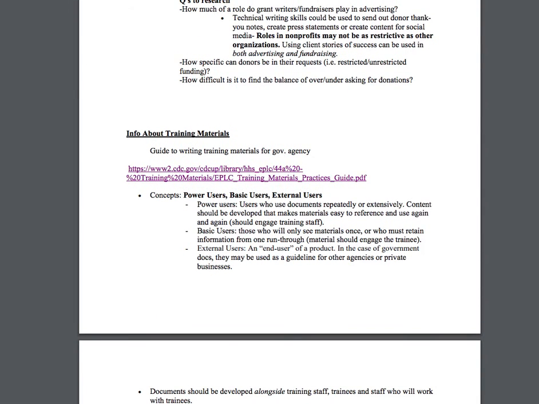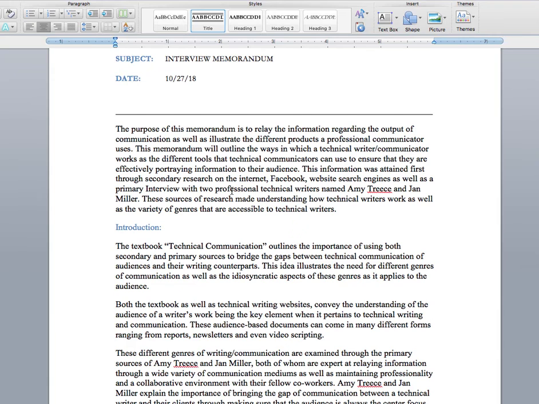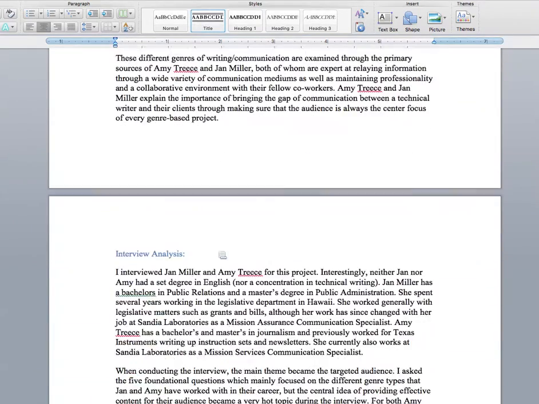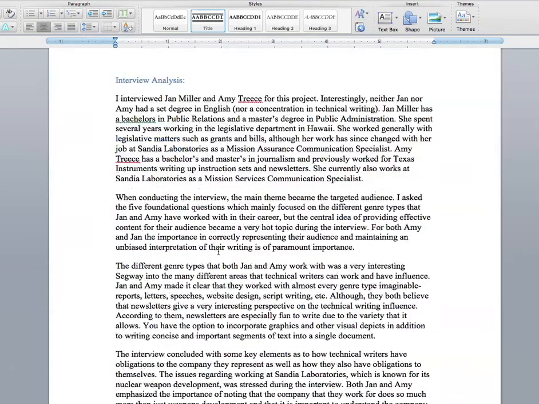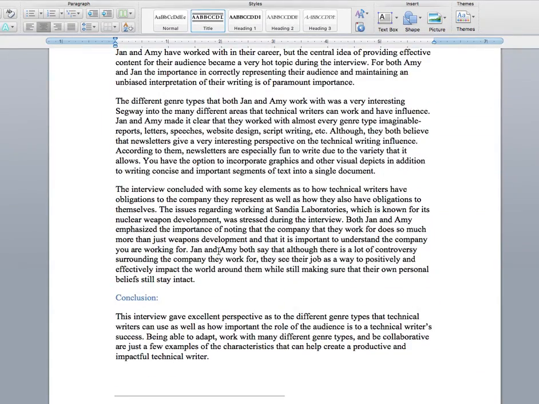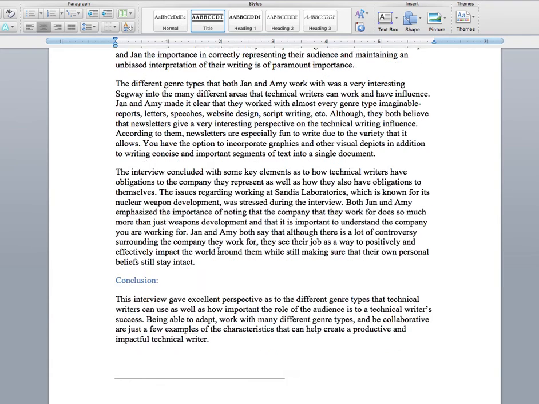Okay, so finally, here we have one other student's memo. Nice style here. This is another student who was at the Amy Treese and Jan Miller interview. The student refers to the textbook. Now, a textbook should be highlighted, not in quotation. I'm sorry, not highlighted, italicized. Excuse me, not in quotation marks. The student gives an overview of the contents that were discussed and then provides an analysis. Some more connections need to be made to those outside resources that I asked you to look into in order to prepare for the interview.